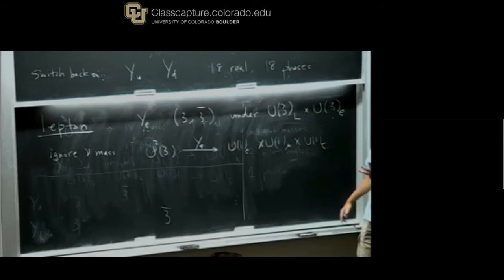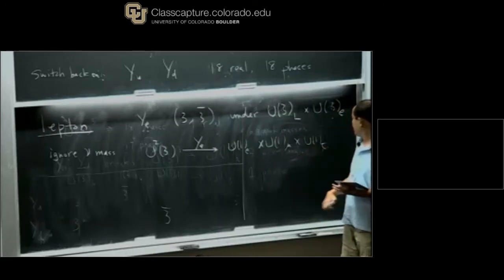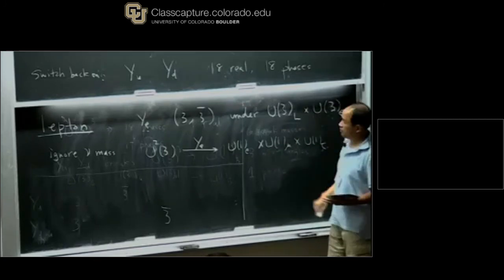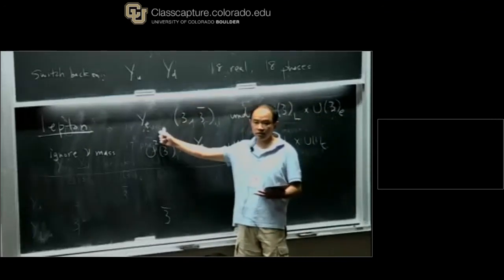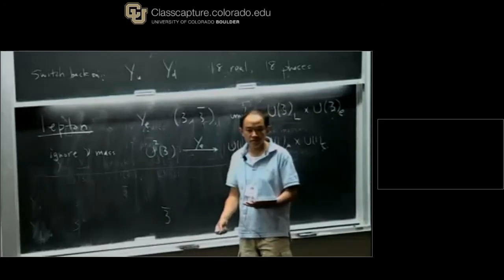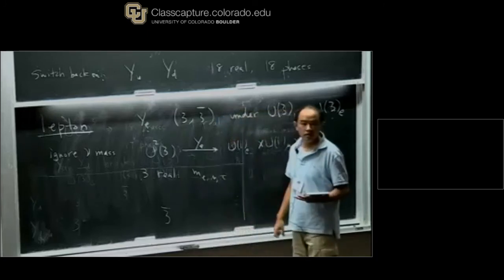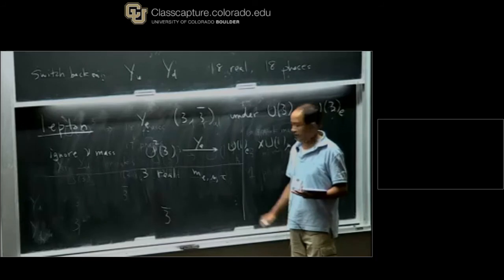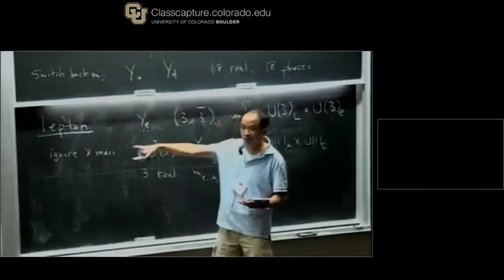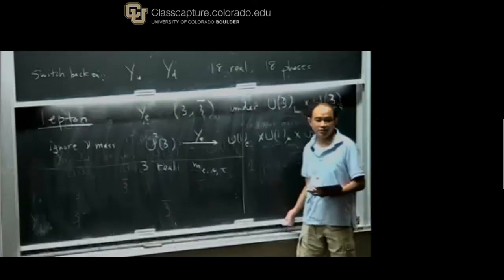You can do the counting. There are three separate preserved lepton numbers: electron lepton number, muon lepton number, tau lepton number. You can count that these rotations are enough to remove all the phases in this Yukawa coupling, and there are only three real parameters in this case, which are the masses of those three. These are the only physical parameters without neutrino mass. But now we know neutrino has mass, so let's talk about neutrino mass.